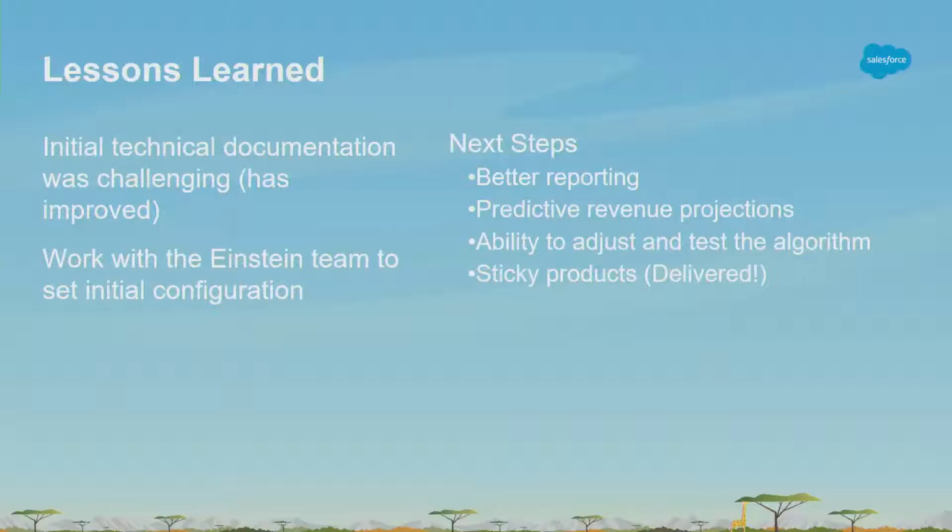Predictive revenue projections, so if I change this strategy or add this rule, what might be the impact to the end result? Ability to adjust and test the algorithm. And depending on how you look at it, you can already do this. So you have those different strategies that you can choose that sort of put one correlation group in front of the other. But in terms of actually changing the algorithm itself, we don't have that ability currently.